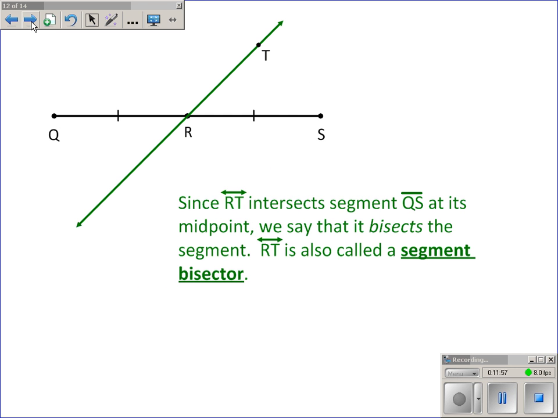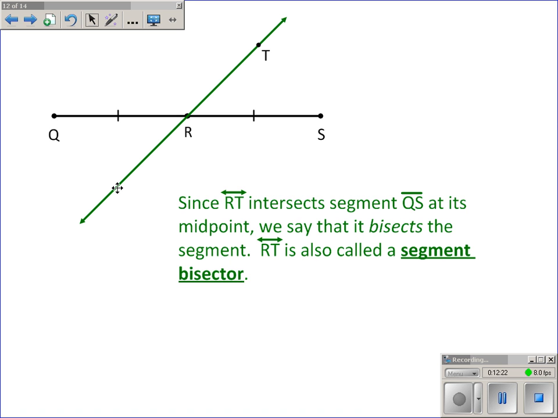Okay, a related idea that's a lot less common is the idea of a segment bisector. Okay, so this green line right here, RT, it intersects segment QS at the midpoint, because R is the midpoint, it's in the very middle. We say that this line bisects the segment.